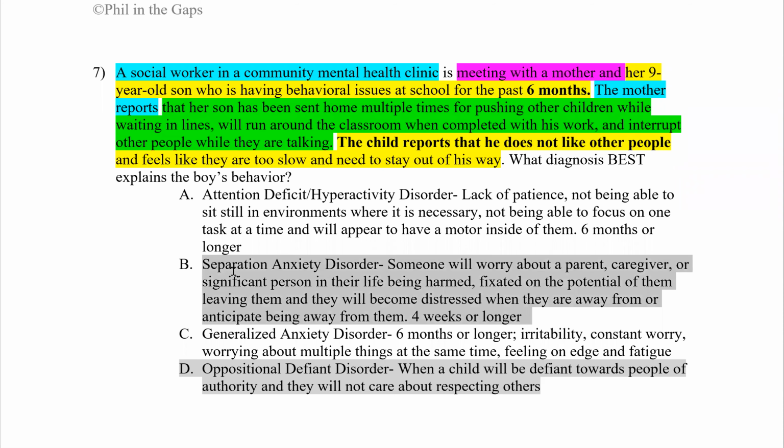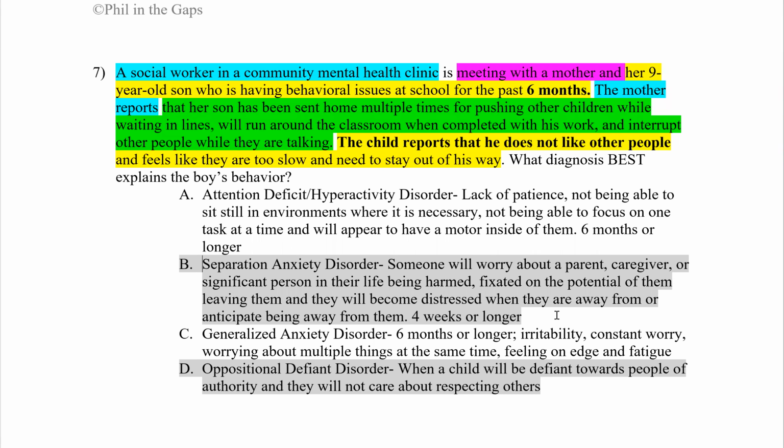We're also going to rule out B. Why? Because it doesn't say that any of his behaviors are related to being away from his mom or his father or his significant people in his life. It's pushing people while waiting in lines, running around the classroom, interrupting other people. And he says he doesn't like other people and they're too slow. So it has nothing to do with anxiety related to being separated from anybody or that he feels like something bad's going to happen to anybody.